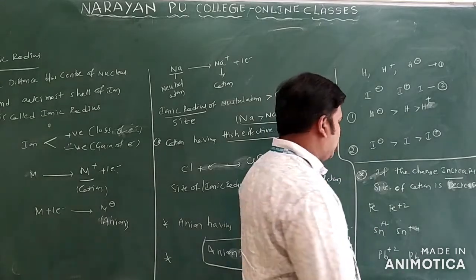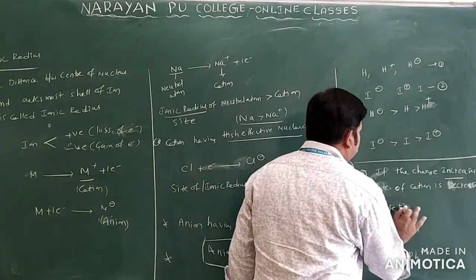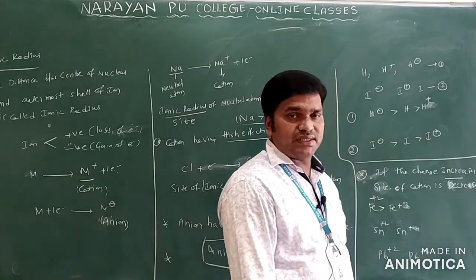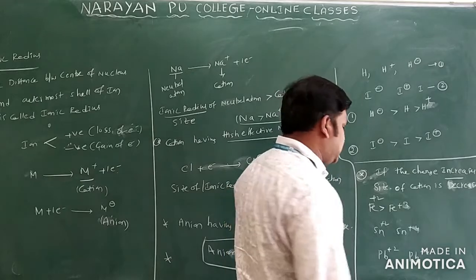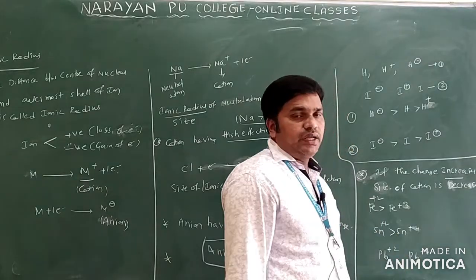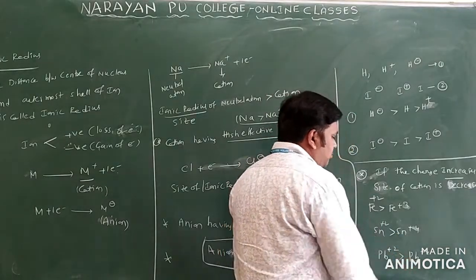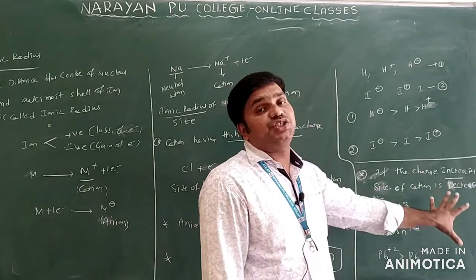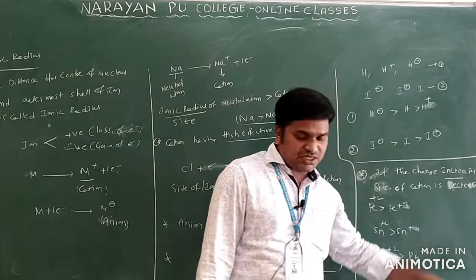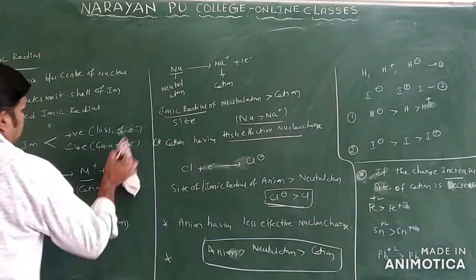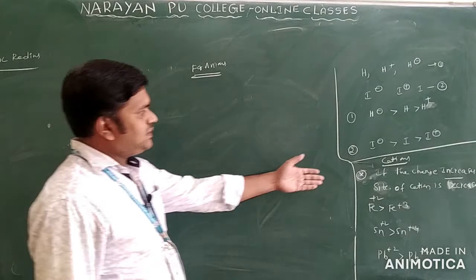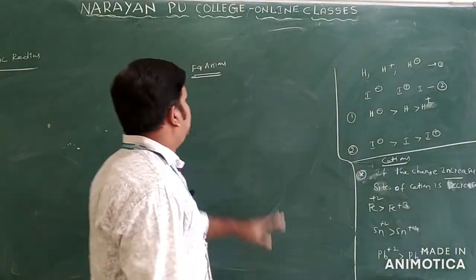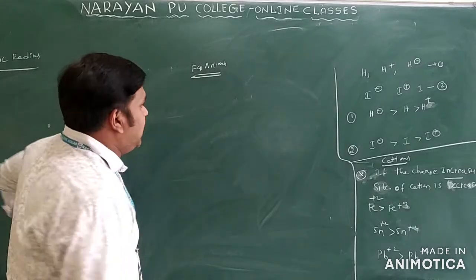We are comparing cations only. So I will write here Fe plus 2 greater than Fe plus 3, because charge increases, size decreases. Here Sn plus 2 greater than Sn plus 4. Here Pb plus 2 greater than Pb plus 4. So this is particularly for the charge on the cation only. We will see the anion next. So here we discussed cations only: for cations, if the charge increases, the size of the cation decreases only.